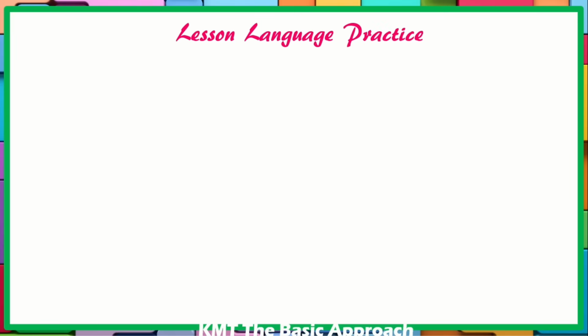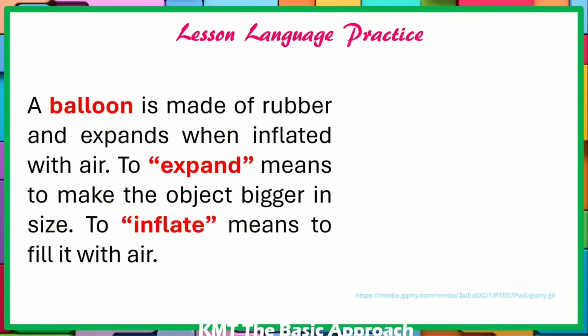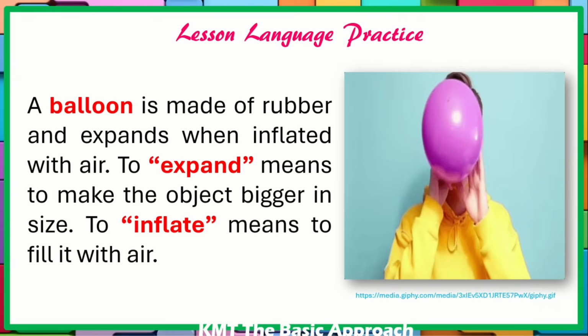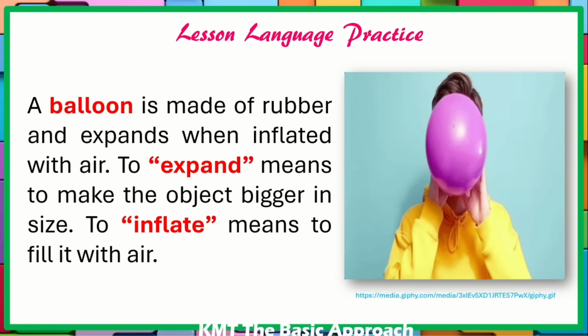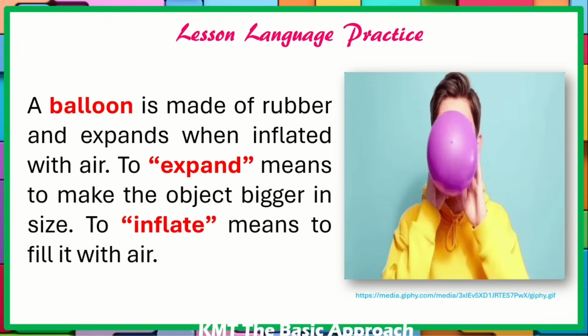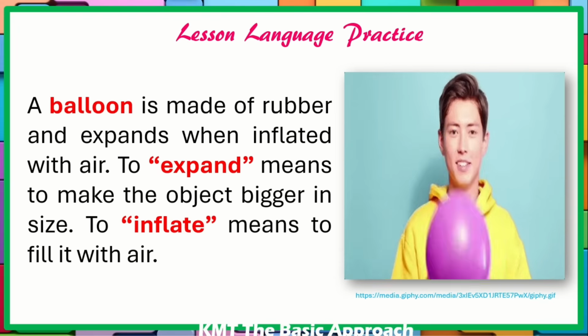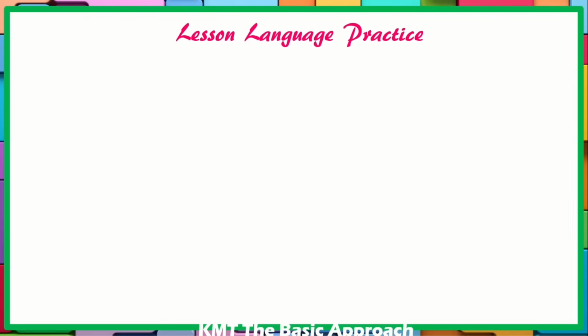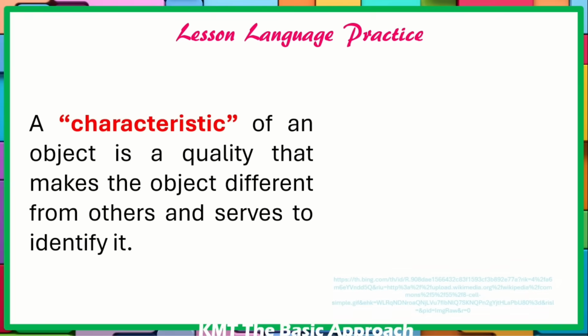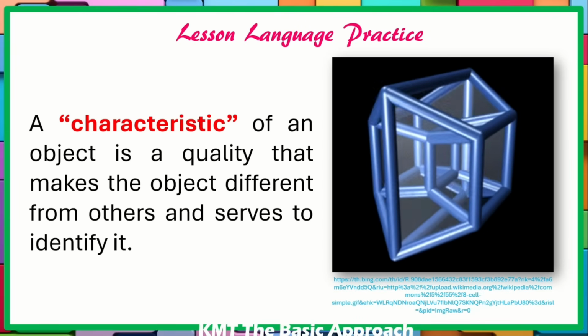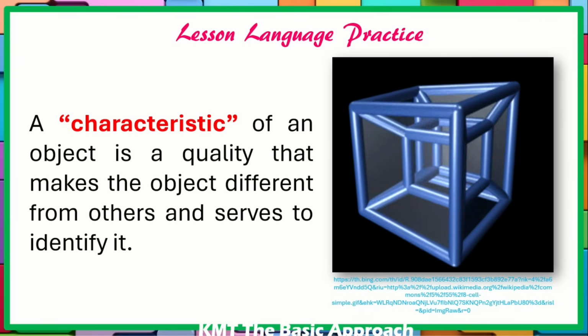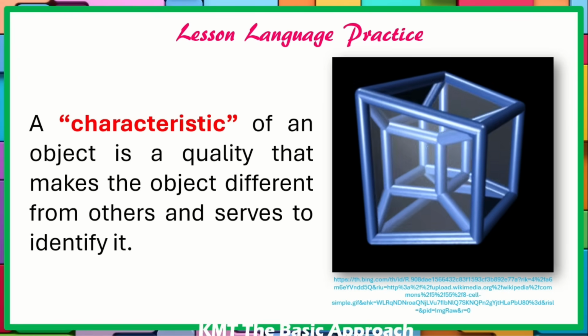Lesson language practice. A balloon is made up of rubber and expands when inflated with air. To expand means to make the object bigger in size. To inflate means to fill it with air. A characteristic of an object is a quality that makes the object different from others and serves to identify it.